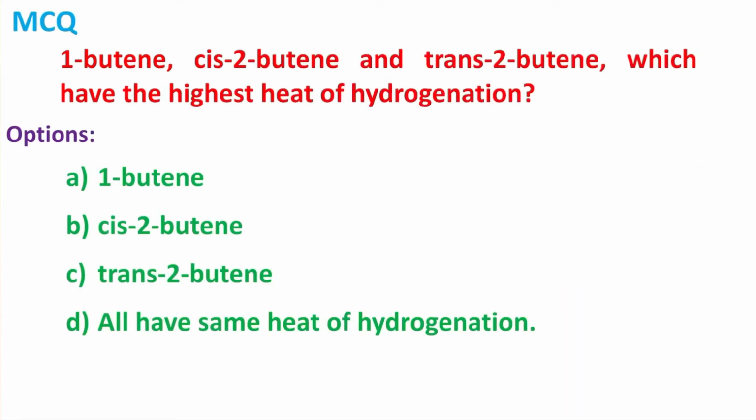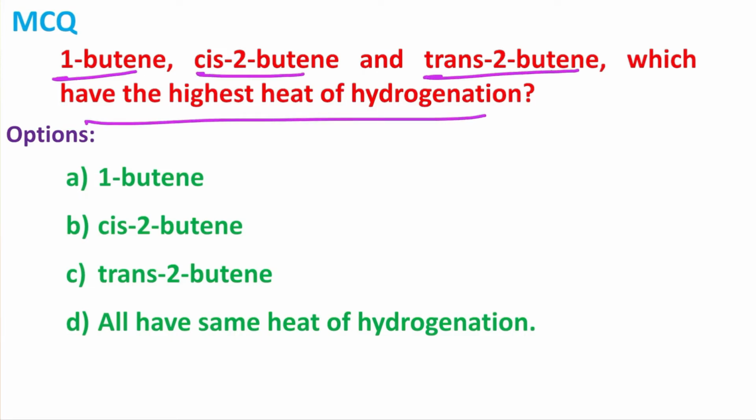Now let's come to our MCQ. Among 1-butene, cis-2-butene and trans-2-butene, which has the highest heat of hydrogenation? What is heat of hydrogenation? The heat released during the process of hydrogenation. So after hydrogenation, these alkenes are converted into alkane, and in that process heat of hydrogenation is released.